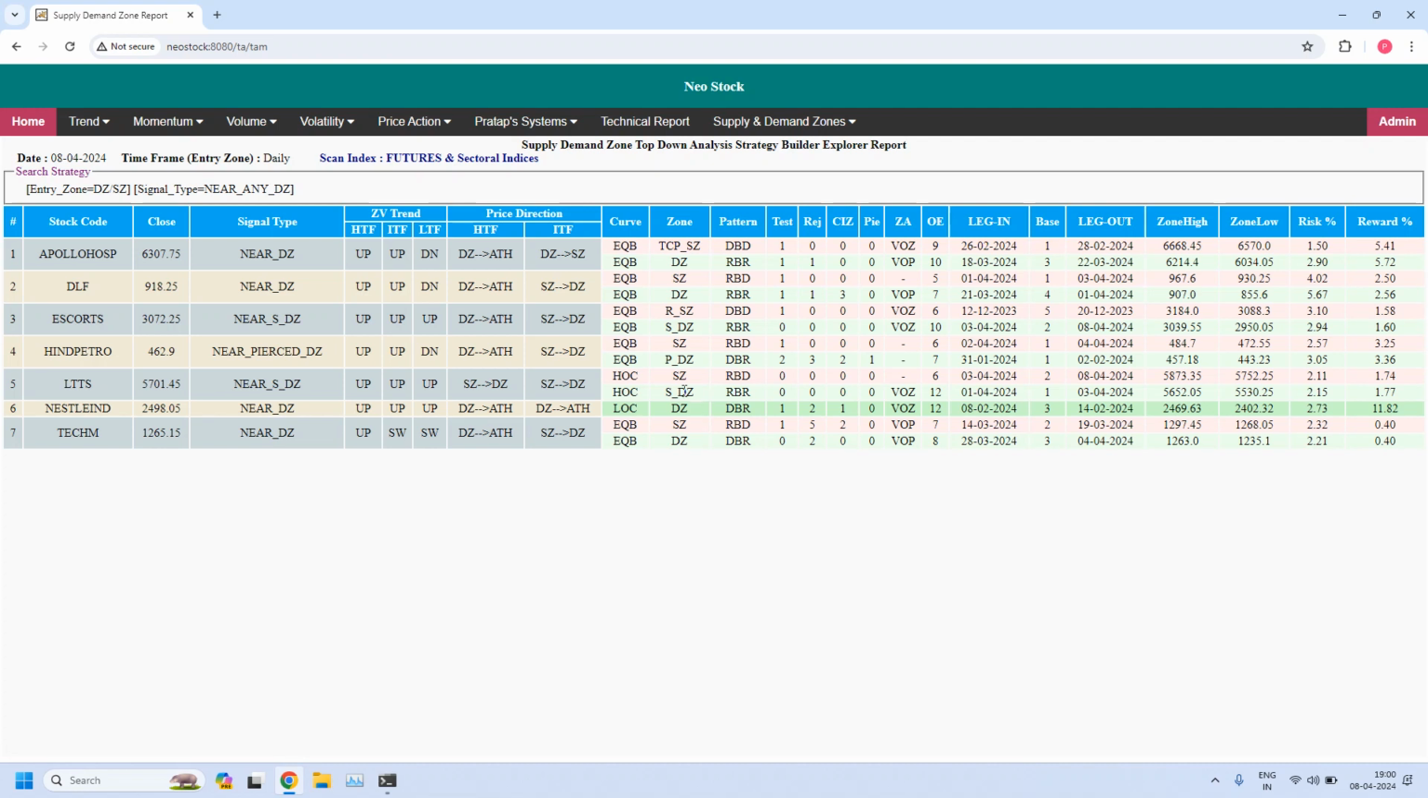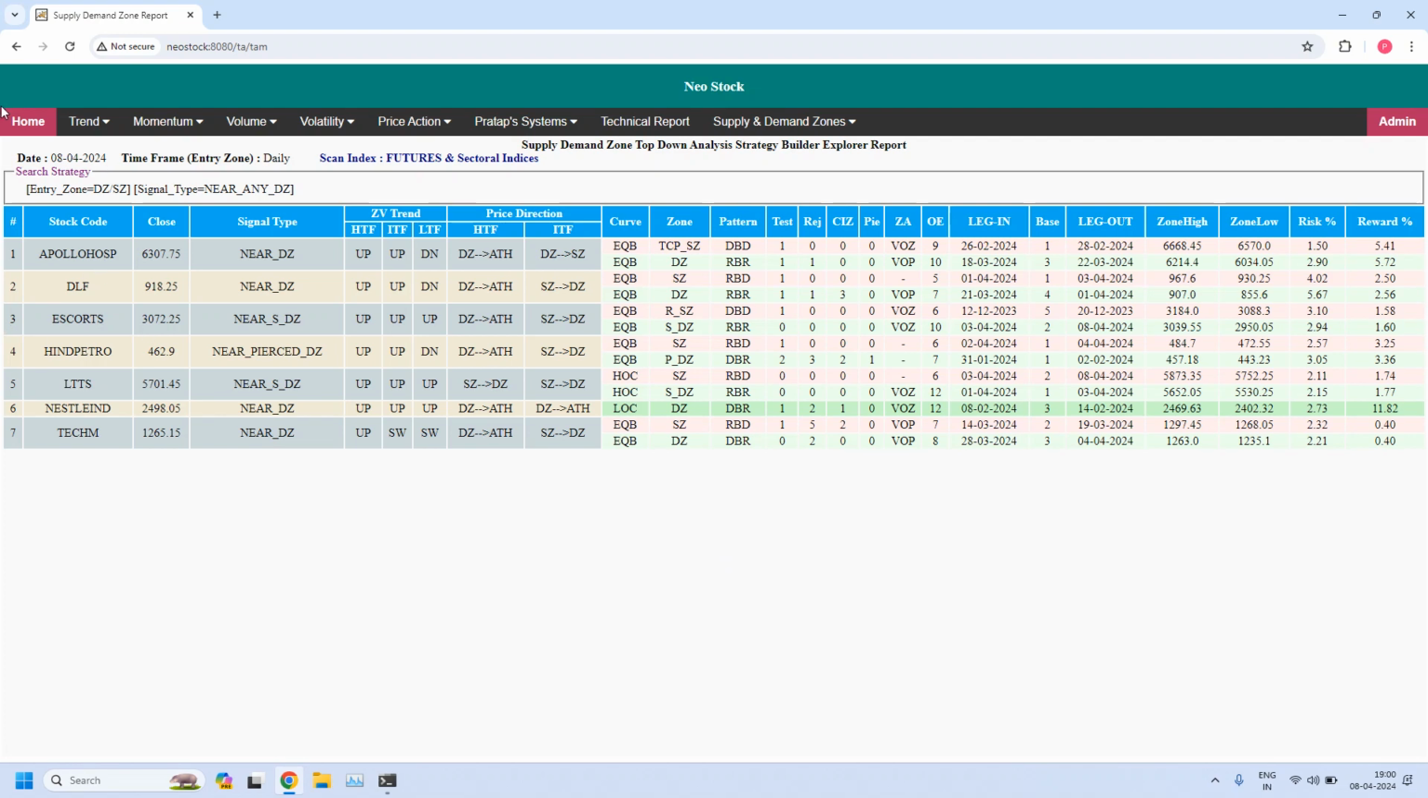LTTS. This is a fresh zone. So here also you need to fine tune the zone till 5 minutes level. If you find a fresh fine tuned 5 minute zone, you can plan your trade. That's it. We have identified 2 high liquidity daily demand zones from this list.